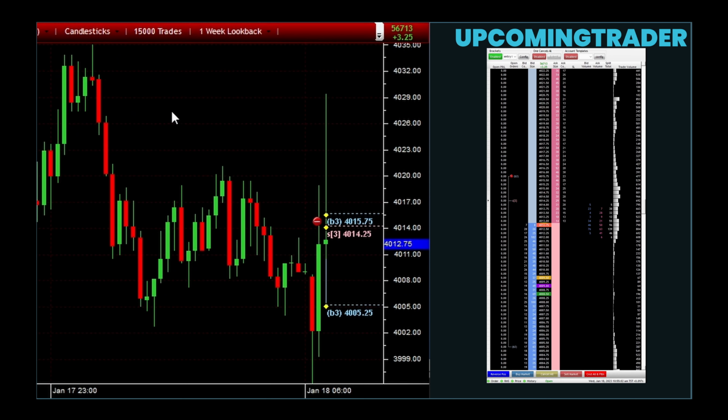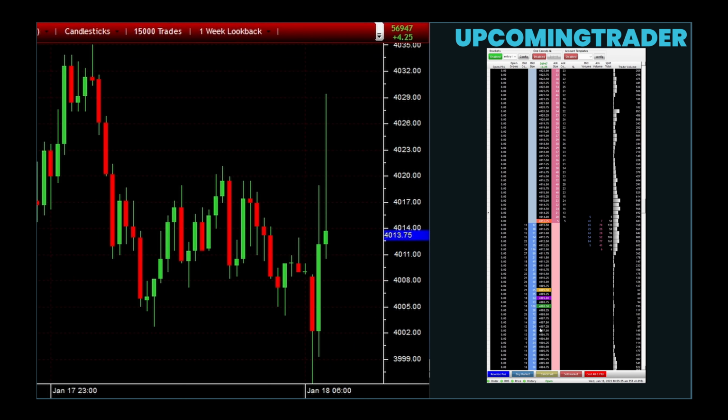Conversely, an inverse head and shoulders pattern forms at the end of a downtrend, indicating a potential upward reversal. Double tops and double bottoms are also key reversal patterns. A double top forms when the price reaches a resistance level twice, but fails to break through, indicating that the buying pressure is fading. The volume profile can confirm this pattern by showing high concentration at the resistance level.